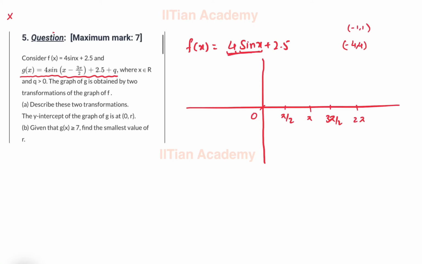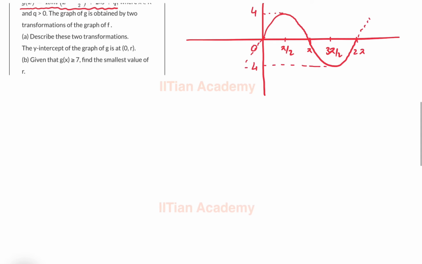So first we will try to plot the graph of 4 sin x. So 4 sin x will have a graph something like this, where the maximum value is 4 and minimum value is -4. So this is the graph of 4 sin x, and it will continue like this on both sides. Then there is plus 2.5. So in every term 2.5 has been added. So we know the whole graph will shift upwards by 2.5. So we now have another graph.